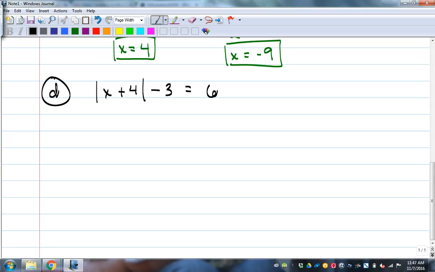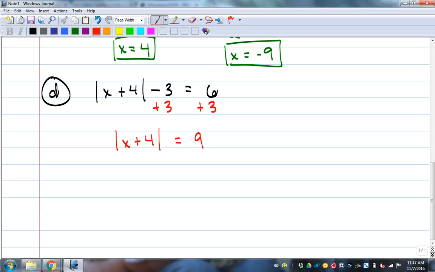So with this one, we've got an absolute value part, and then we've got a minus 3 outside of that that's not inside of the absolute value, and that's equal to 6. So what we need to do is get the absolute value part by itself. So we've got to remove this minus 3 that's there. How do I move that? I'm going to add it over there to the 6. And then I end up with a problem similar to what we had. Absolute value of x plus 4 is equal to 9.